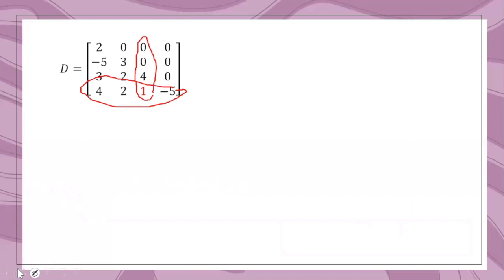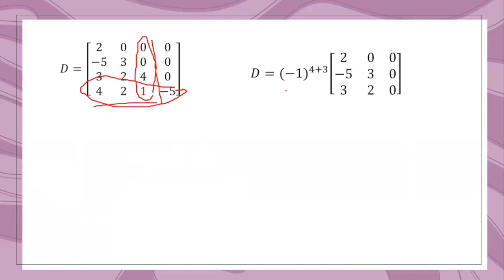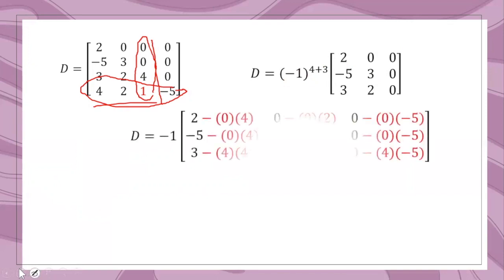Then after that, let's write the remaining entries first. These are the ones left. Then, negative 1 raised to 4 plus 3, which is row 4 and column 3. So, it would be negative 1, because negative 1 raised to 4 plus 3 is negative 1.